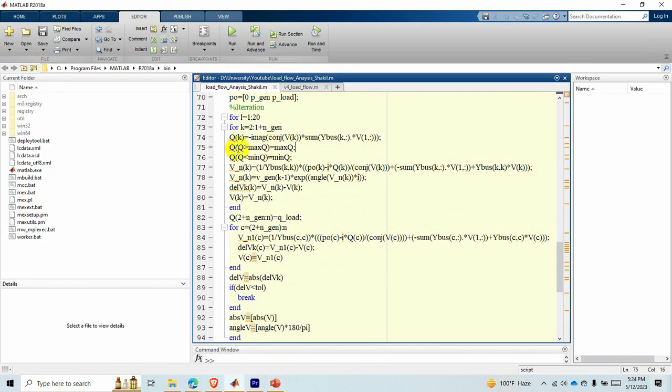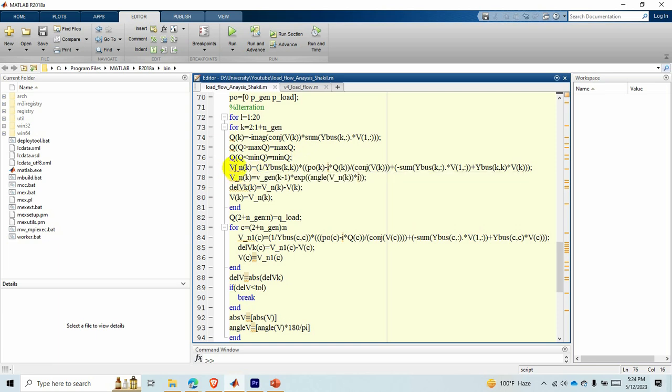After that I write the condition: if Q exceeds the maximum value, then the maximum value will replace the value of Q. Similarly for the minimum condition: if the value is less than the minimum value, then this value will be replaced by this Q value.